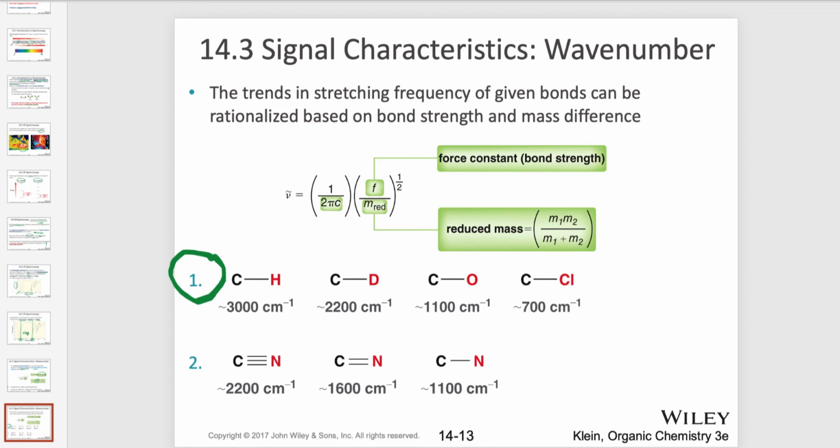And then bond order has to do with, well, how many bonds do we have? Do we have a single, double, or triple bond? And guess what? The trend is we start in the fingerprint region below 1500, a carbon-nitrogen single bond. As we go and increase the bond order, go to a double bond, the number increases to 1600. As we go to a triple bond, it increases to 2200.